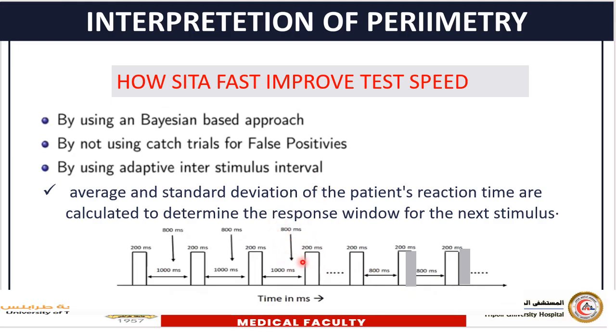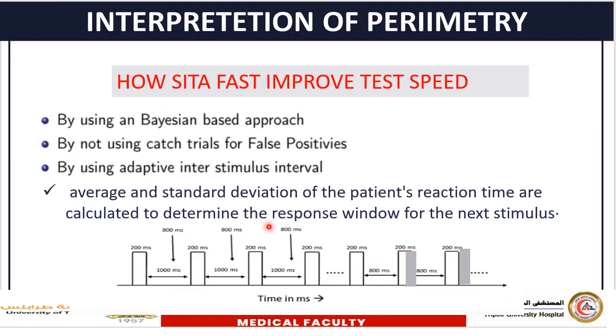So if there is a stimulus and the patient responds within the first 50 milliseconds, and the machine knows that the response time of the patient is 800 milliseconds, it will regard this stimulus as a false positive. By this way, it eliminates the false positive catch trials, and it depends on the reaction time of the patients. If there is a response within the first 50 milliseconds, that is before the stimulus has been processed by the patient, this indicates that it is a false positive.